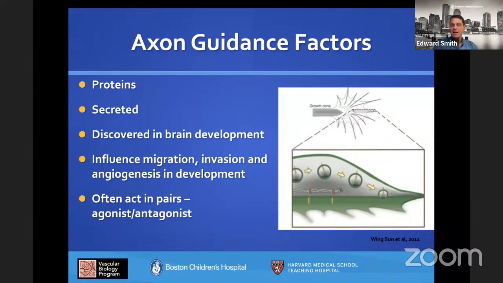There's an agonist and an antagonist. So if there's a good guy and a bad guy, if you can figure out who the bad guy is, you might be able to leverage that to create a treatment that would emphasize the good guy.